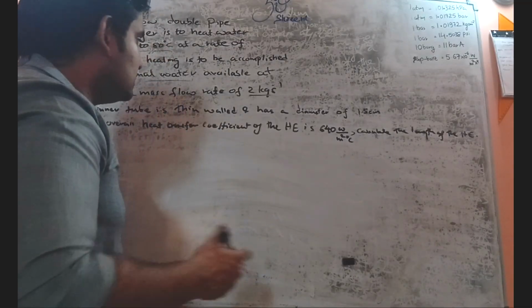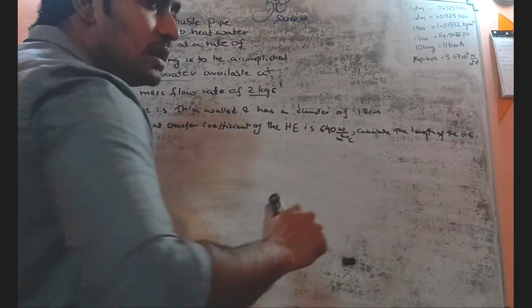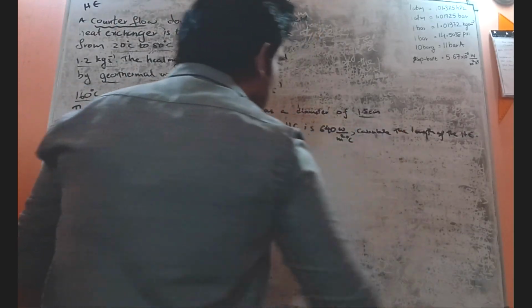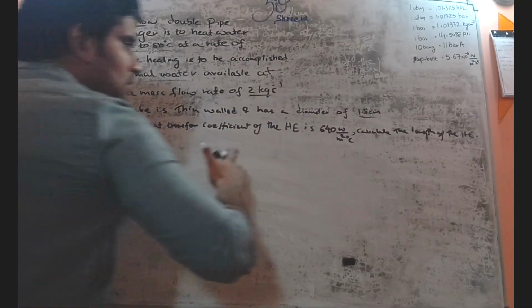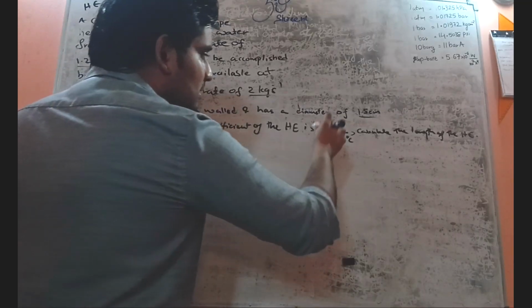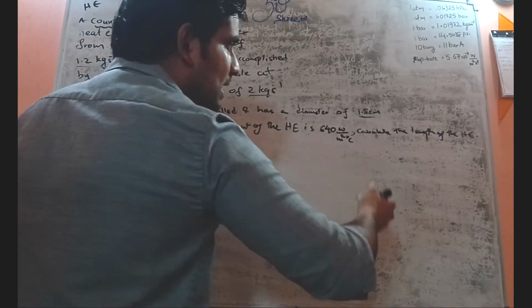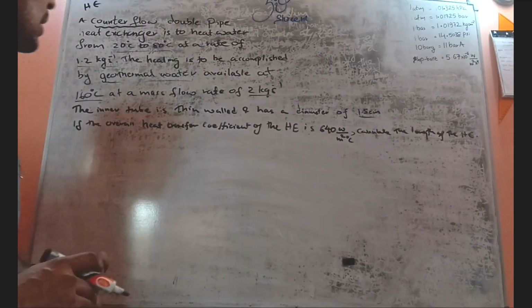Also, it was given that the inner tube is thin walled and has a diameter of 1.5 centimeters. If the overall heat transfer coefficient of the heat exchanger is 640 watts per meter squared per degree Celsius, calculate the length of the heat exchanger. So that is the problem.